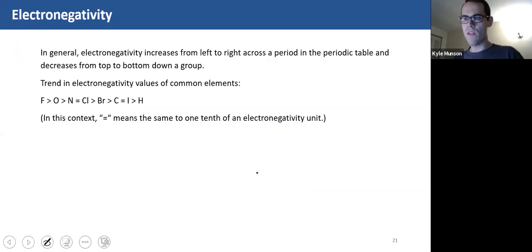In general, electronegativity increases from left to right across the periodic table and decreases from top to bottom down a group. Trends in electronegativity values of common elements are shown here. So fluorine is really electronegative, oxygen, nitrogen, etc. And the equal sign there means they're basically the same in electronegativity.